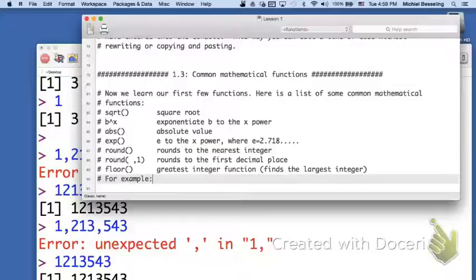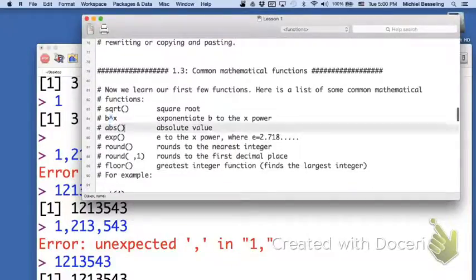Okay, so if I needed to find the square root of a number, I'm going to use SQRT, parentheses, and then whatever number I'm looking to take the square root of, I'd put in that parentheses. If I want to exponentiate some number, so b to the x power, I just use that little caret. So 3 to the second, I do 3, caret, 2. If I want the absolute value of a number or a function or whatever I want to do inside the parentheses, I use ABS.